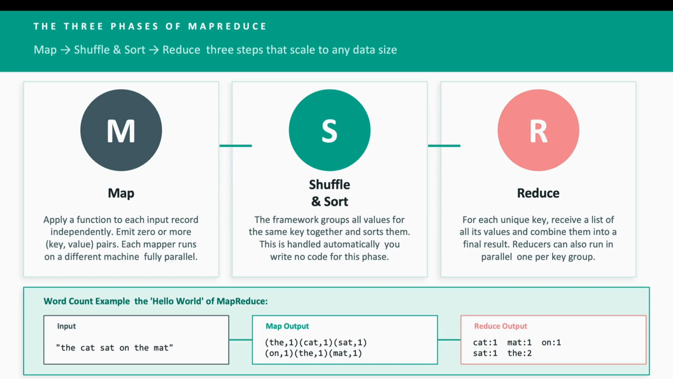Look at the bottom panel. The classic example is input: the cat sat on the mat. Map output: 6 word-1 pairs. Reduce output: the 2, cat 1, sat 1, on 1, mat 1. So this is word count, the hello world of MapReduce. But the same pattern counts web page views, aggregates sales data, computes PageRank, and trains distributed machine learning models.